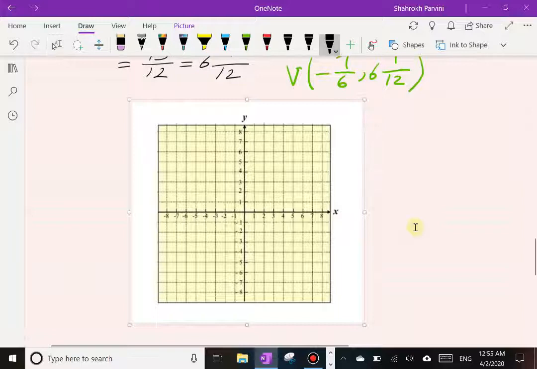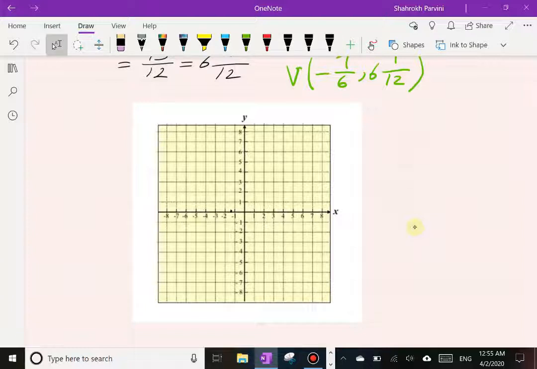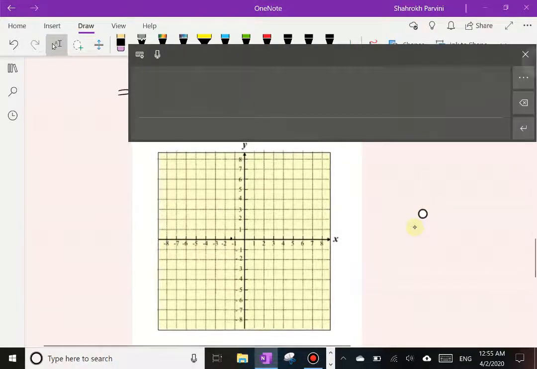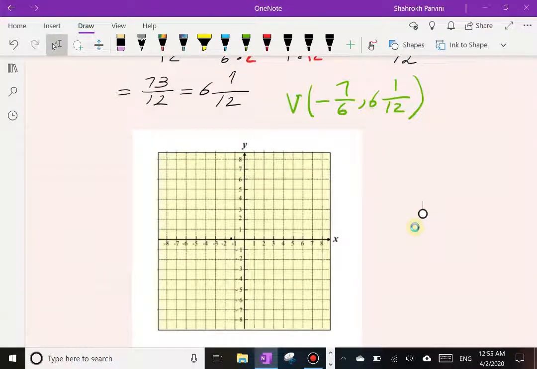First, I'm going to plot these points. Now, negative 1 and 1/6. So this is going to be 1 and 1/6, right in here, just to the left of negative 1. That's negative 1 and 1/6 right here, right? And then positive 6 and 1/12, right? Positive 6 and 1/12 is what we have here. So for positive 6 and 1/12, that's almost 6, call it 6. So we're right up here somewhere, right? Just barely above 6. So that's going to be the vertex.